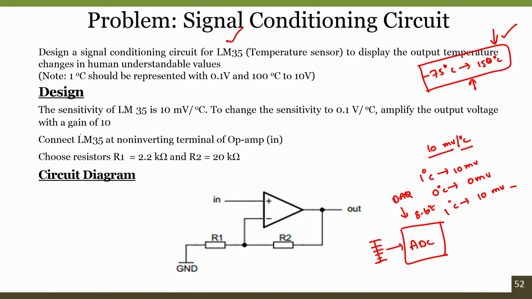So, the problem says here, design a signal conditioning circuit for LM35 to display the output temperature changes in human understandable values. What does it mean? It should represent in terms of degree centigrade, whereas the temperature sensor can only show in terms of millivolts. So, 1 degree centigrade should be represented with 0.1 volt, 10 degrees centigrade should be represented with 10 volts. This is the condition. The sensitivity of the LM35 is given as 10 millivolt per degree centigrade, and to change the sensitivity to 0.1 volt per degree centigrade, amplify the output.